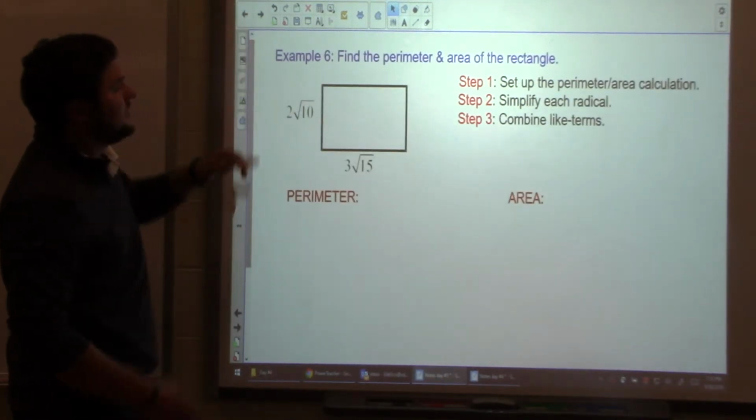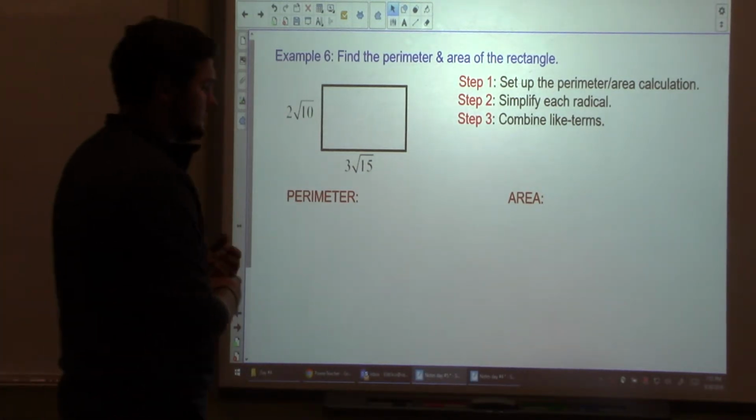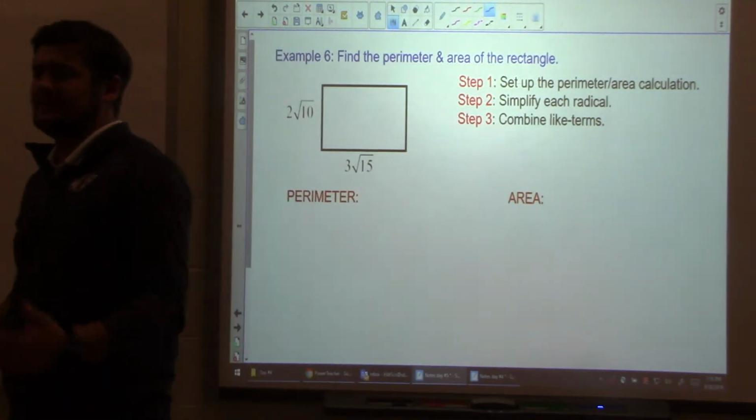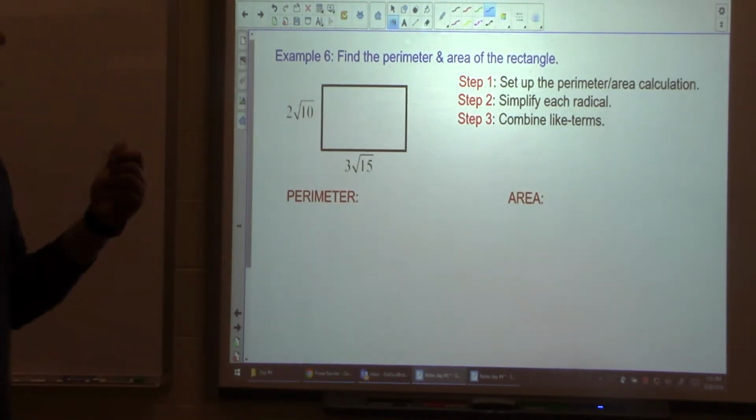Okay, our next problem. Find the area and perimeter of the rectangle. First things first, we gotta find perimeter. How do we find the perimeter? Add all the sides together. But I only have 2 sides. It's a rectangle, so what are you saying about the sides? They're the same. Opposite sides.